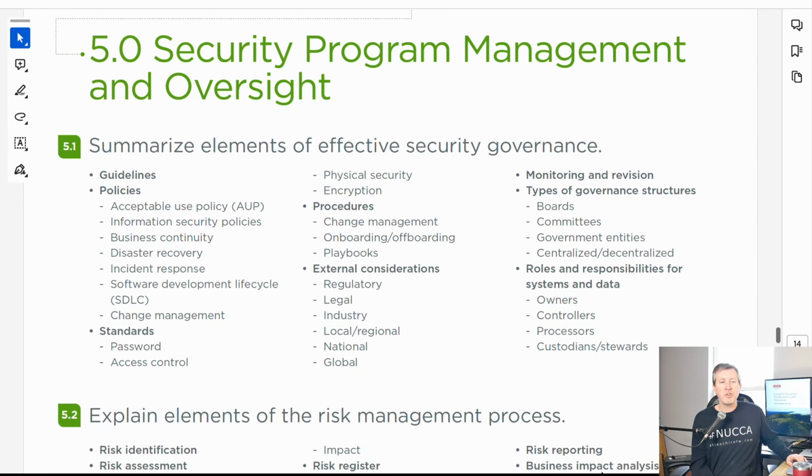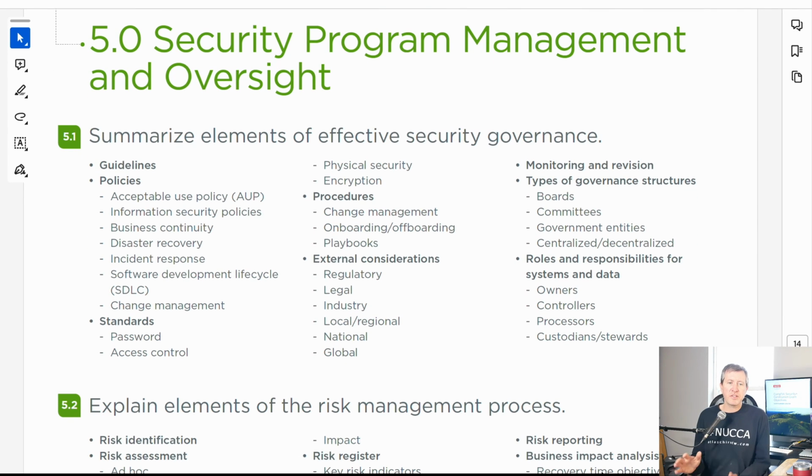So let's go ahead and move into domain 5.0. This is going to be our security program management and oversight. So starting off with subdomain 5.1, we want to look at being able to summarize elements of effective security governance. So again, we'll talk more about things like the acceptable usage policy, perhaps things like NDAs might also fall under those policies, a non-disclosure agreement, SDLC, or software development lifecycle. There's all sorts of different policies, password policies that may fall under this.